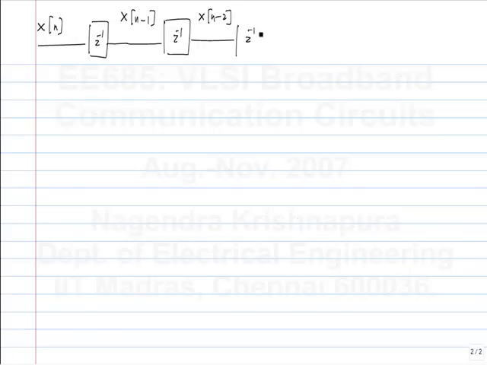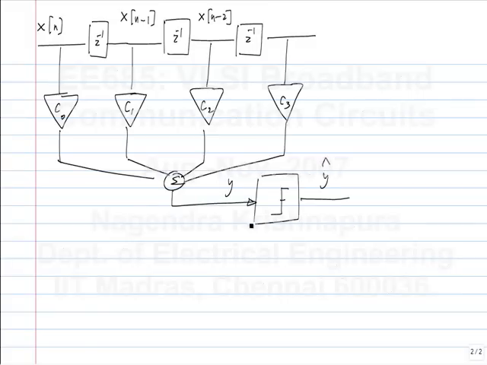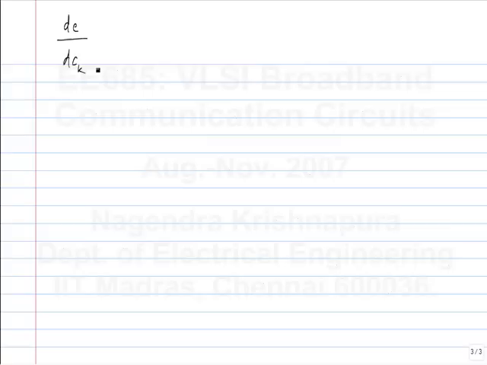You can have a number of these stages, and you sum them to get the equalizer output, and you do exactly the same thing. You take the 2 and subtract to get E. Okay. So in this case, Y is, so if it's an nth order equalizer, it will look like this. E is Y minus Y hat. What is the gradient of E with respect to the coefficient Ck?